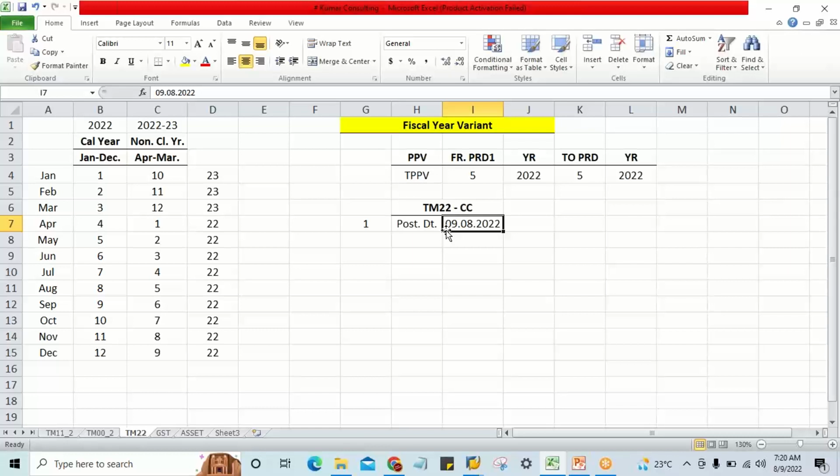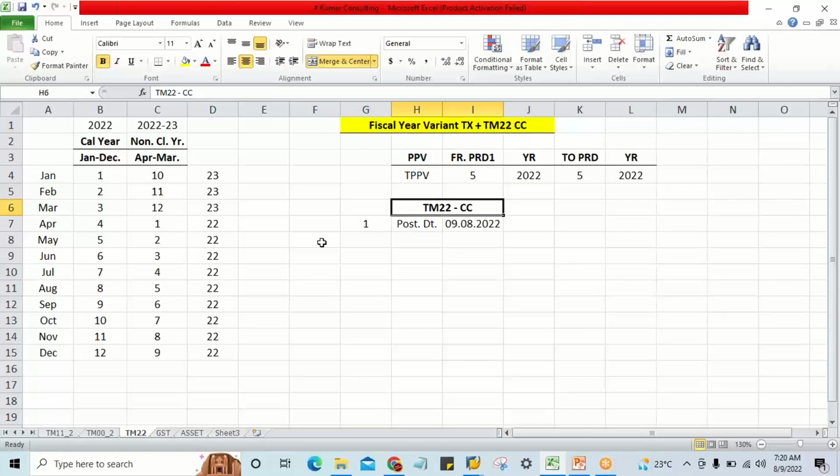Okay, so what do we have to do? You have to define a fiscal year variant. Let's suppose we have defined a fiscal year variant, and this fiscal year variant is, let's suppose, TX. This fiscal year variant is going to link with your company code. That is, company code is TM22. This TM22 is nothing but our company code, right? So the fiscal year variant we are going to define, and that is going to be assigned to the company code.